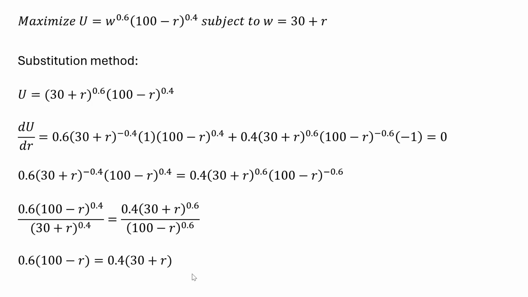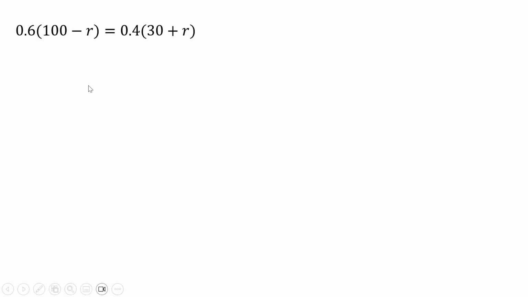Okay, moving on to the next page, rewriting that last step. Now simplifying here and simplifying once more. 60 minus 12 is 48, and adding up the R terms, we just get R. So the utility maximizing risk level in this example here is 48.